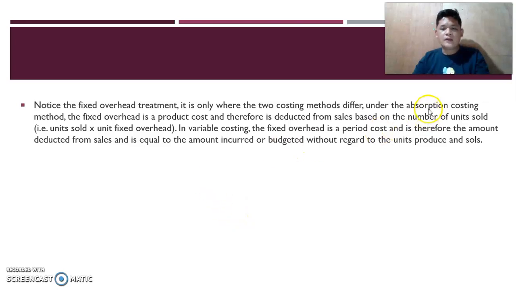Pero under absorption costing, the formula will be sales less variable cost of goods sold less fixed overhead. That will be your contribution margin. While sa variable costing naman, sales less variable cost of goods sold is equal to contribution margin. So, yun yung pinagkaiba nila. So, here is the sample.